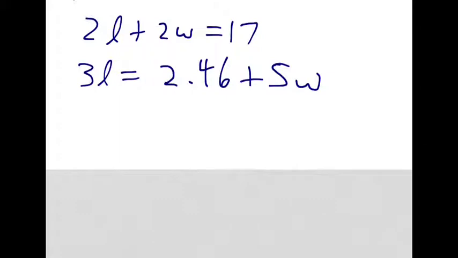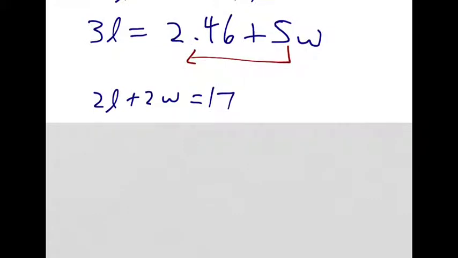Using elimination, what's the first thing I have to make sure? Variables match up. So let's do that. The L is already matched. I'm going to bring this 5W over. The top equation stays the same. The bottom equation becomes 3L minus 5W equals 2.46. And in this case, we're going to be dealing with decimals. That's okay.